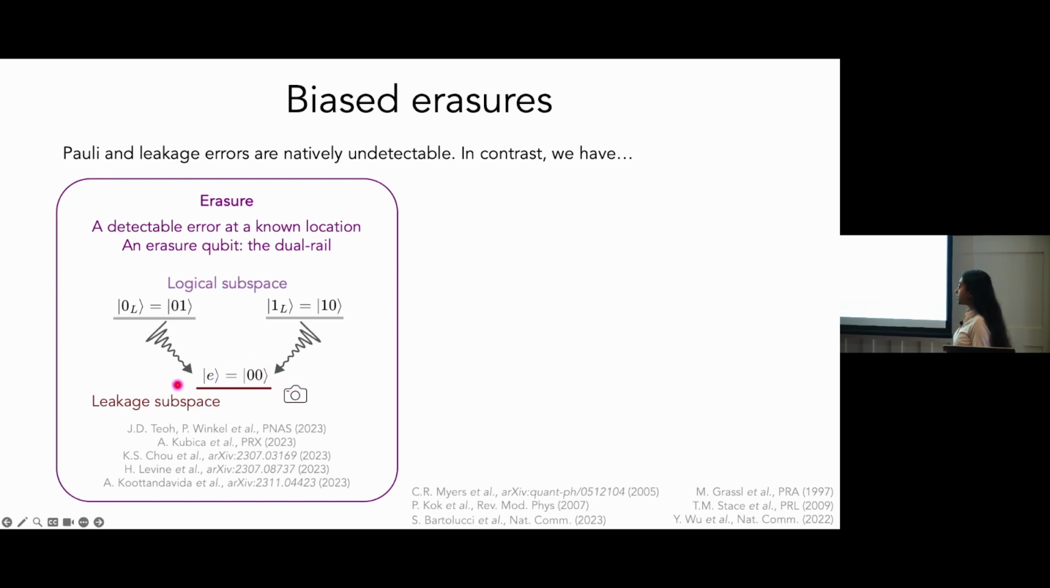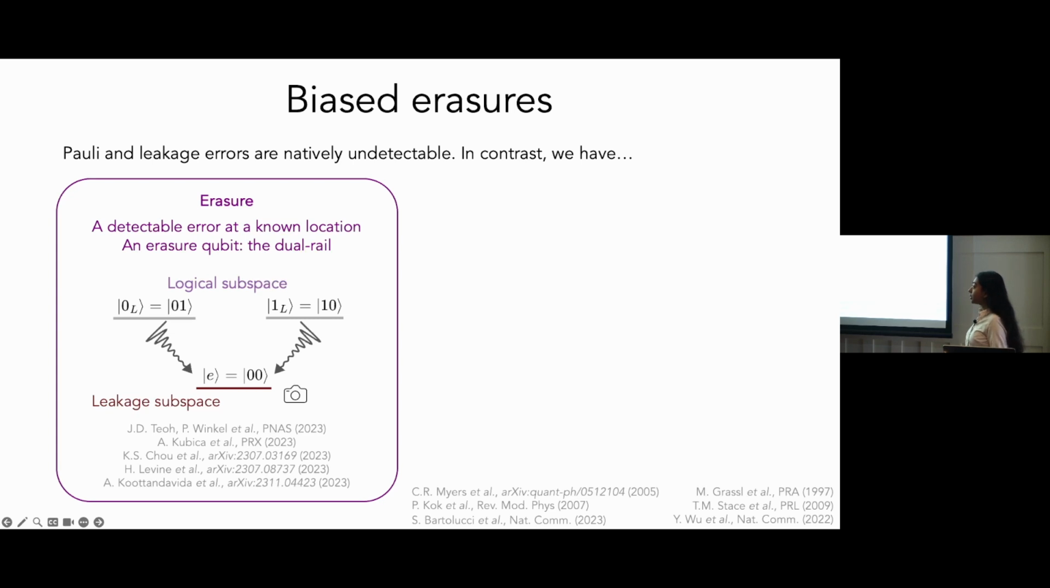And this leakage subspace is completely orthogonal to your logical subspace. And so what we can do is joint parity measurements on these two modes that detect population in the leakage subspace without disturbing the logical subspace. And therefore, that allows you to detect when and where an error has occurred on your qubit. And indeed, this is the dominant error that occurs on your qubit.